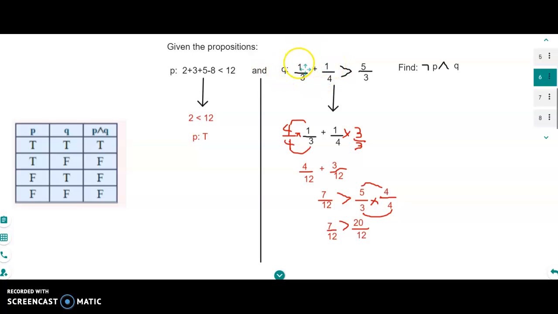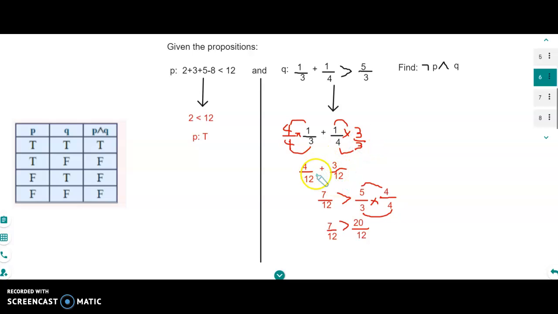And now we continued with the proposition Q, and here we have 1 over 3 plus 1 over 4 is greater than 5 over 3. What did we do to solve this? Remember, to add unlike fractions, here we have different denominators, and we have to get the same denominator, so we multiply by a number to get the LCD. In the first case, we multiply 1 times 4, that makes 4, and 3 times 4, that makes 12. In the second one, we multiply 1 times 3 and 4 times 3. In the numerator, we have 7 over 12, because this is the denominator.